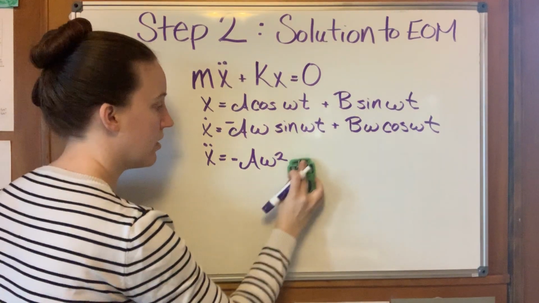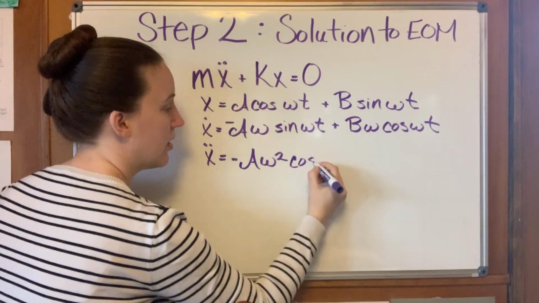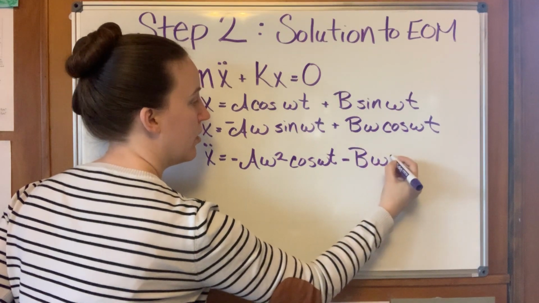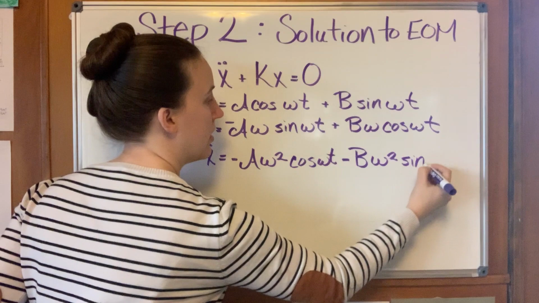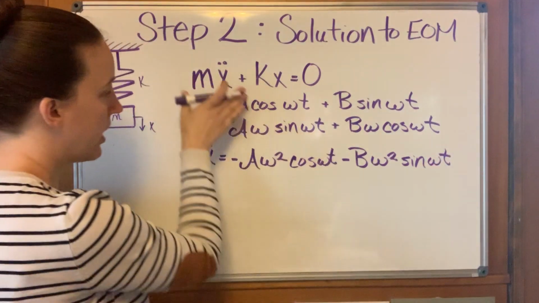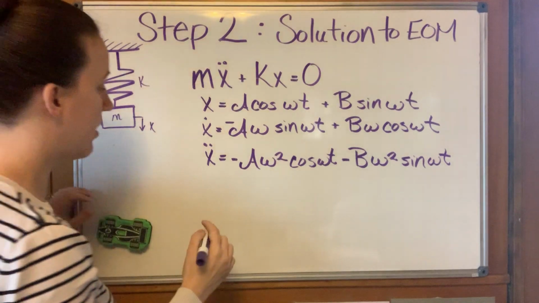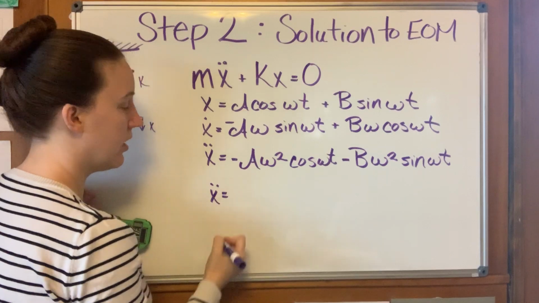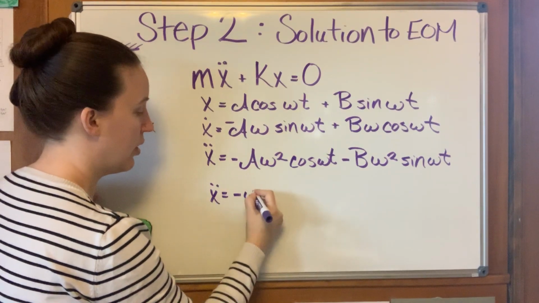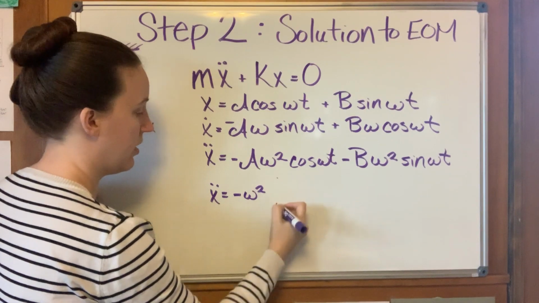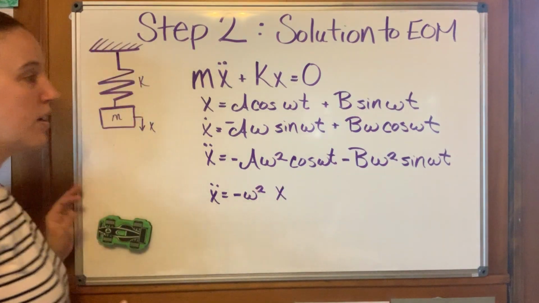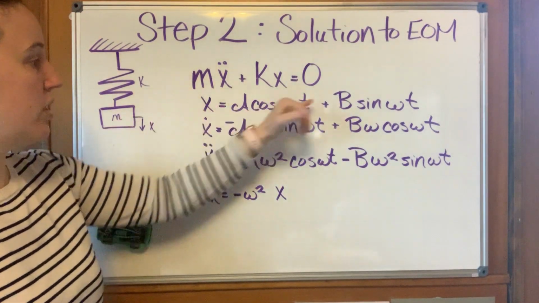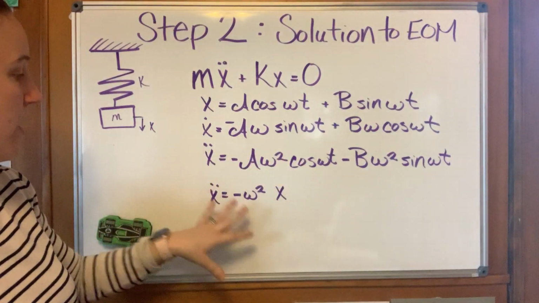Oh, yeah, now we need a cosine here. Cosine omega t minus b omega squared sine omega t. So we're just taking these derivatives. Oh, and look, this is just as we had hoped. We have x double dot equals negative omega squared times x. So in fact, it doesn't matter what a and b are, any solution in this form will satisfy this equation.